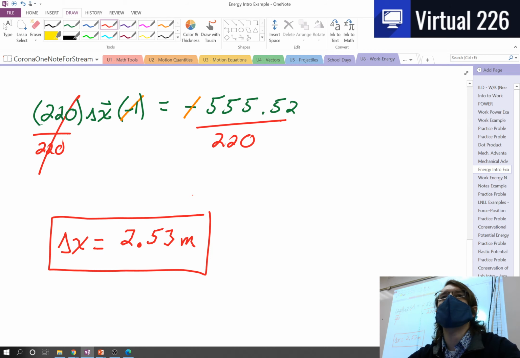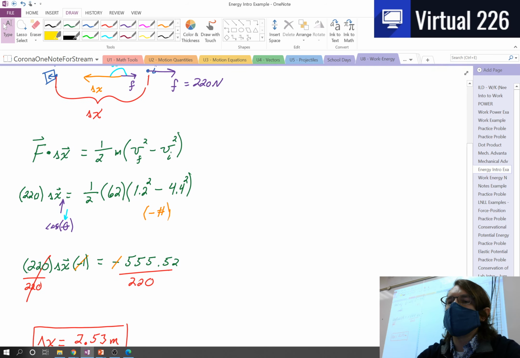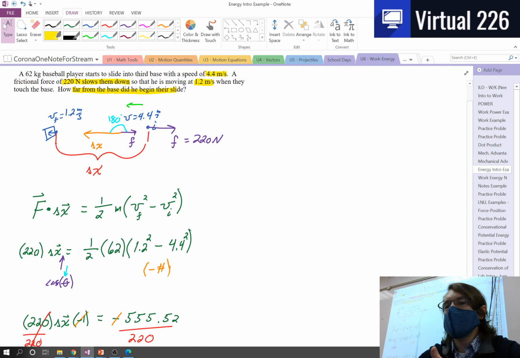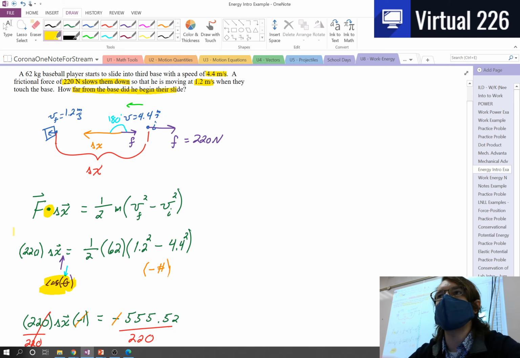And by the time they reached that base, they slowed down. So that's how we took this idea of work energy. It's really just one equation here, but we do need to be careful. This cosine component, because of the dot product that we've been talking about with our work equation, does come into play, and it is something to think about.